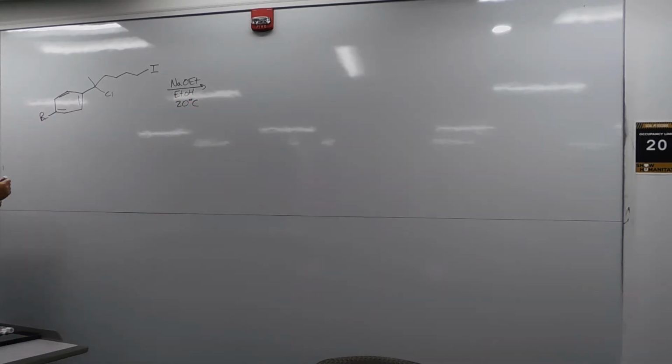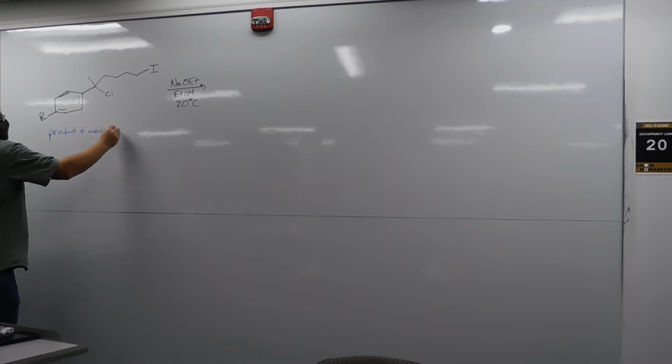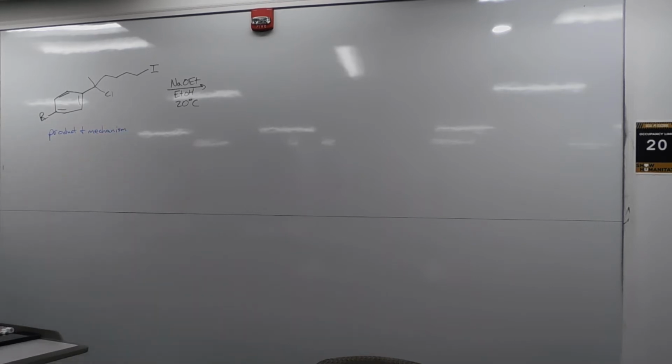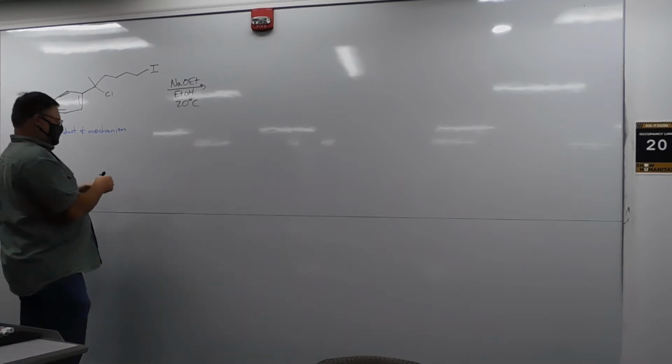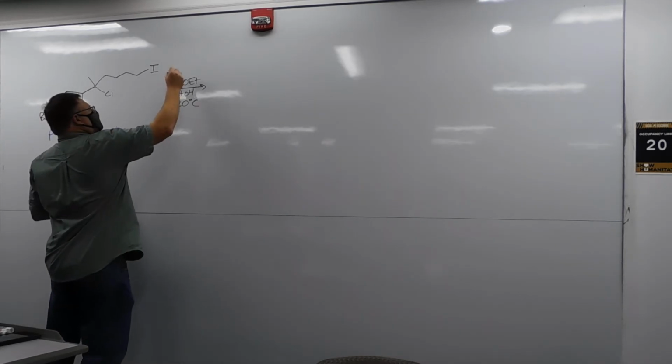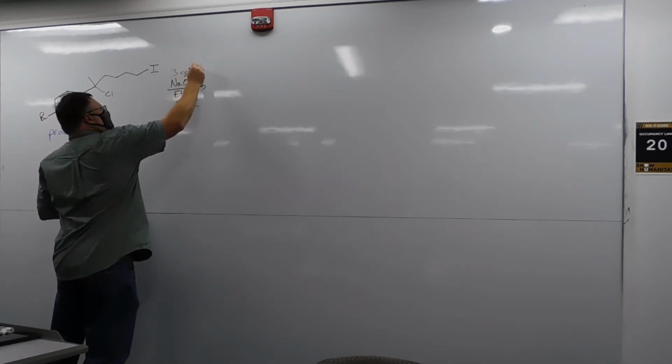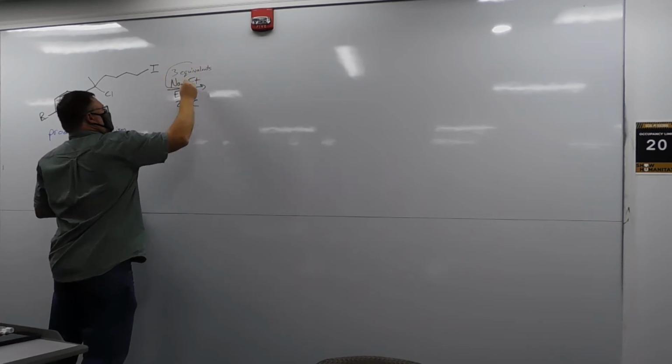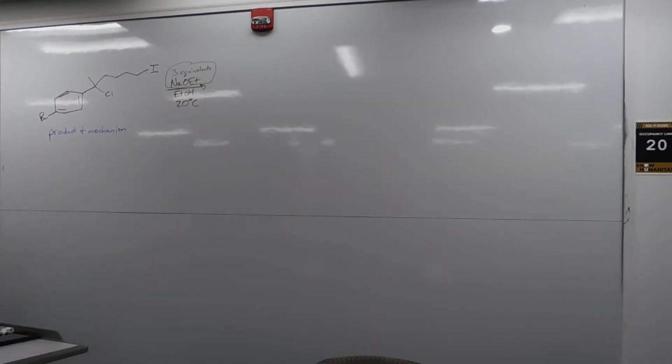So you know the drill for this. Product and mechanisms. Oh, and I got to tell you something else. If you see equivalence, that's a molar ratio. It just says for every mole of the molecule you have on the left, you got a mole of sodium oxide.